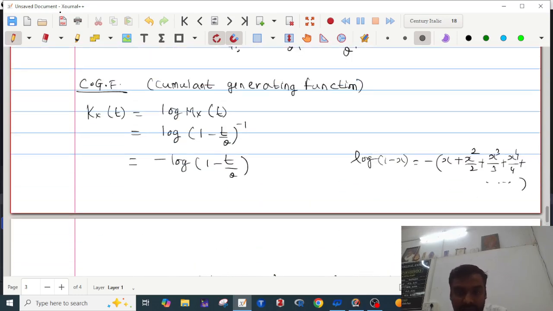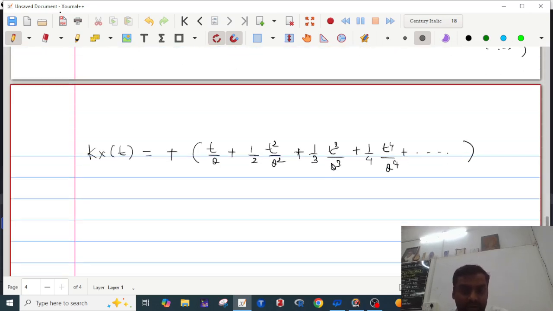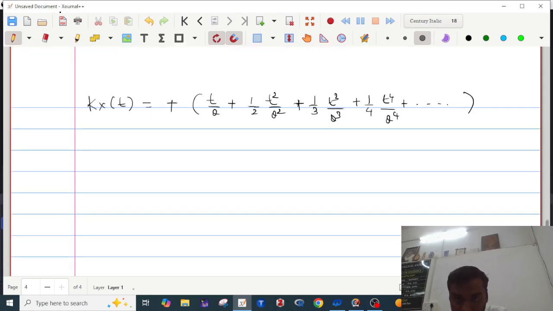So this minus sign, log of 1 minus x, this minus and this minus, it will be plus. Which is equal to t upon theta plus, 1 upon theta, the coefficient of t raised to 1 upon 1 factorial, plus 1 upon theta square into t square upon 2, which is nothing but t square upon 2 factorial.